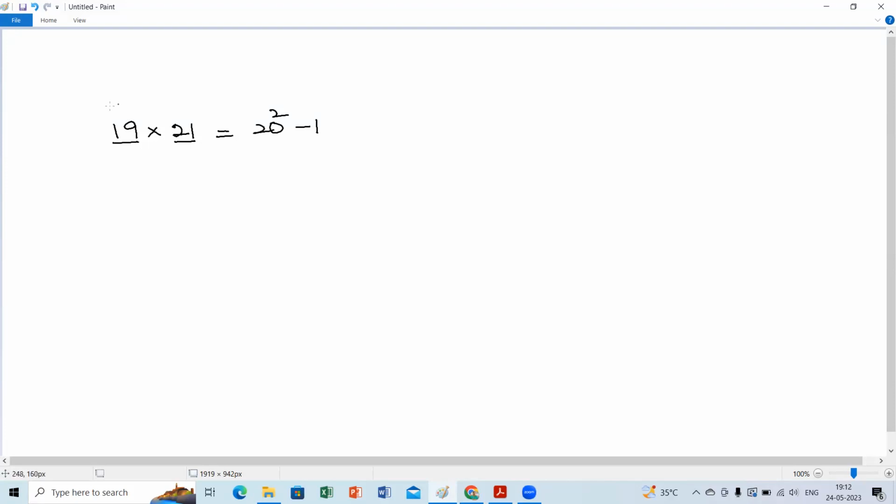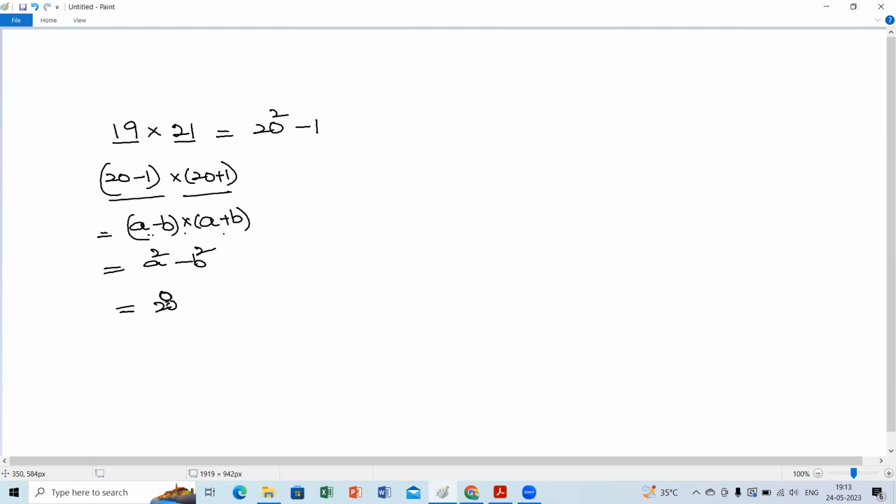How is it so? Because we already use this identity. Children, 19 can be written as 20 minus 1, and 21 can be written as 20 plus 1. This is once again in the form of (a minus b) into (a plus b), which can be written as a square minus b square. What is a here? 20. So 20 square minus 1 square. This is the way.